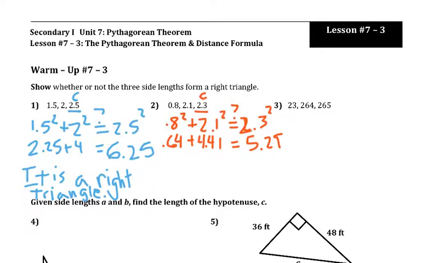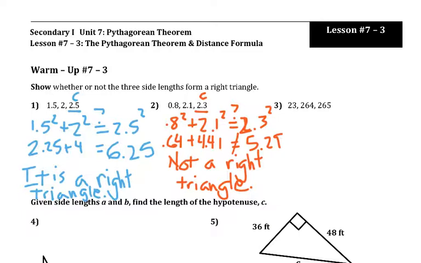Now is 0.64 plus 4.41 equal to 5.29? Well, that's a definite no. Because 0.64 plus 4.41 is 5.05. So not equal, which means this is not a right triangle.